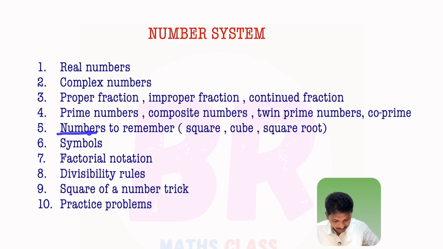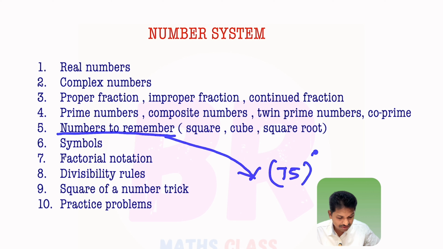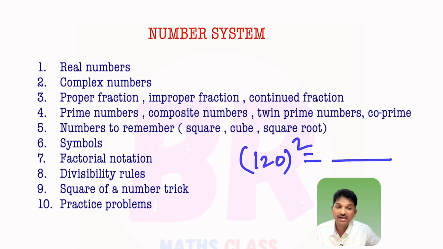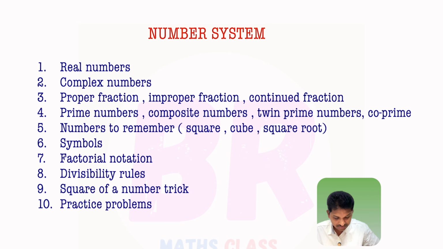In numbers to remember, some multiplication tricks are also there. Suppose 75 whole square is there. How will you calculate this 75 whole square? There is a trick. Suppose 65 whole square is there. How will you calculate this, right? 120 whole square is there. How will you calculate this? For this, all those things we will learn in this numbers to remember.